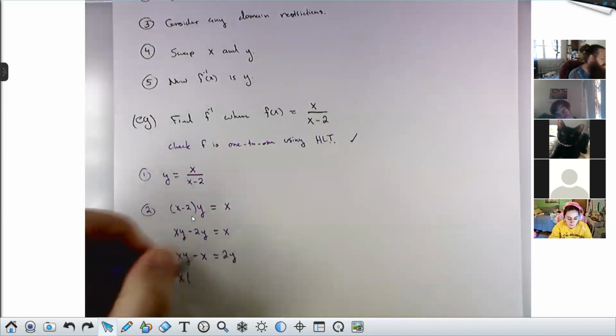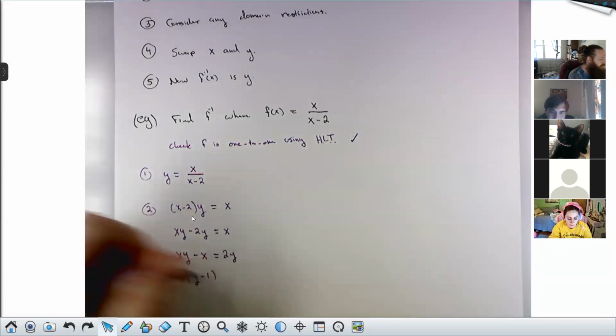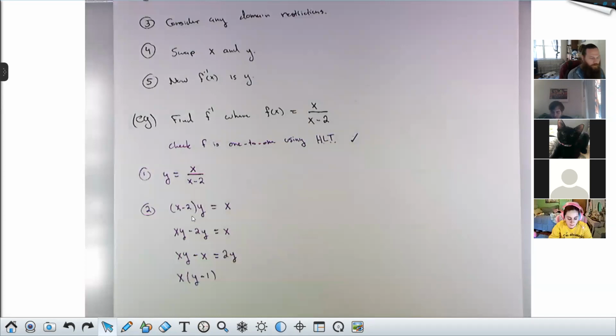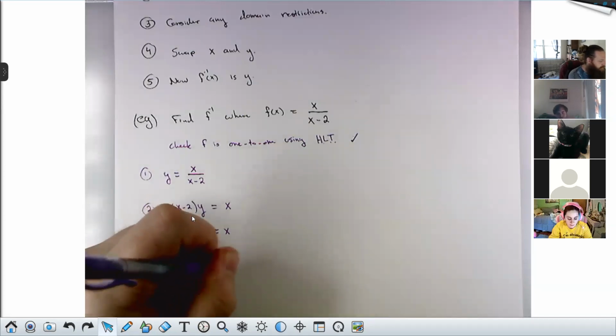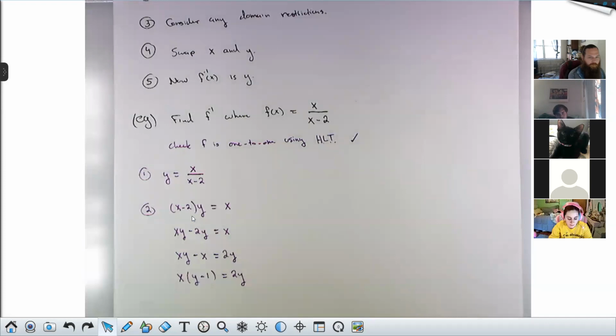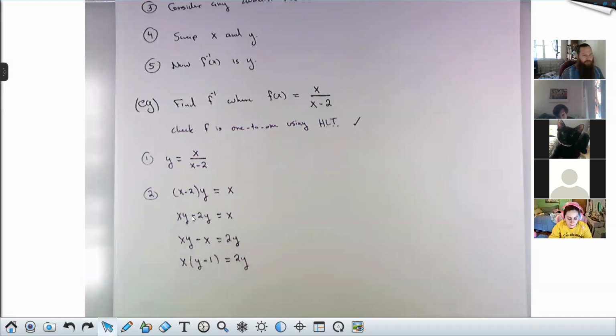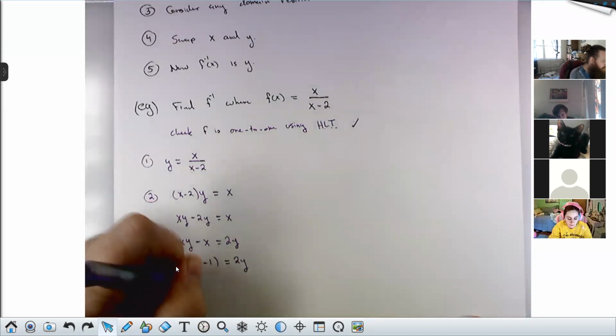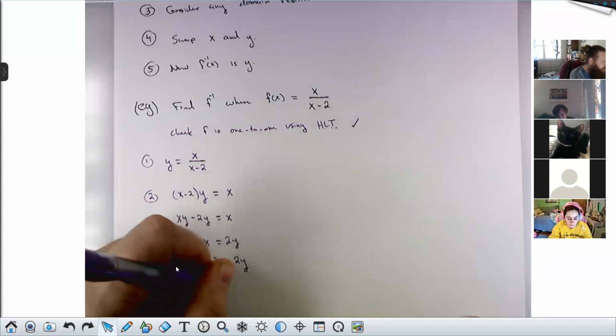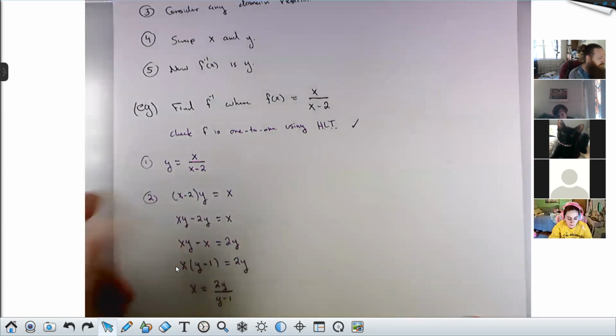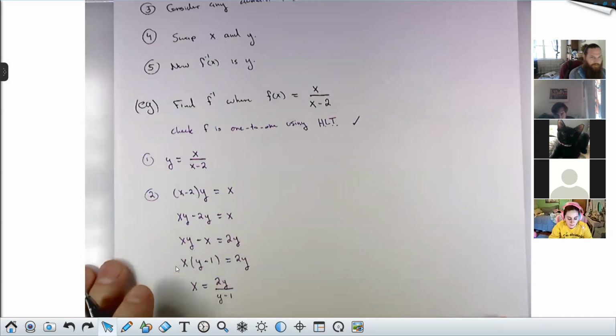When I factor that x, this xy becomes a y, and this minus x becomes a minus 1. So I get x times parentheses y minus 1 is equal to 2y, still just chilling over there. And you see now we're very close to having this solved for x. I can divide both sides by y minus 1, and that will just leave x on the left. So x is equal to 2y over y minus 1. So that's step 2 done.